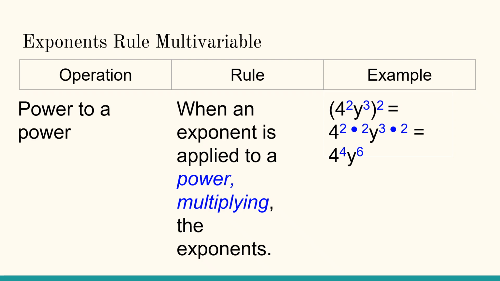Now we're going to go ahead and do 4 to the 4th power, which gives us 256. And we're going to keep y to the 6th power the same, because whenever you have a variable to the exponent, all you could do is simplify and keep that exponent.